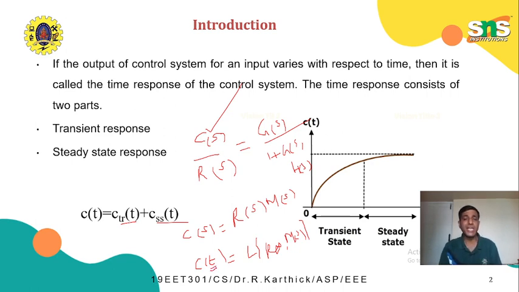Before getting into the actual time response of a system, we need to understand that from this equation we require information about the input to the system. R of S is nothing but the input to the system. So the information about the input should be known in order to find the response of the system. But for any system, the input will not be known ahead of time. It is not possible for us to predict the input, but it has certain characteristics.